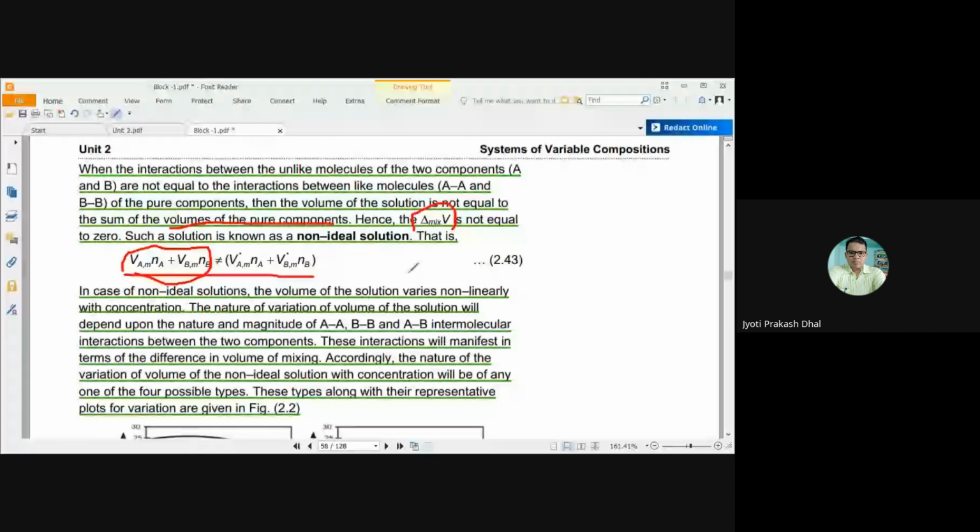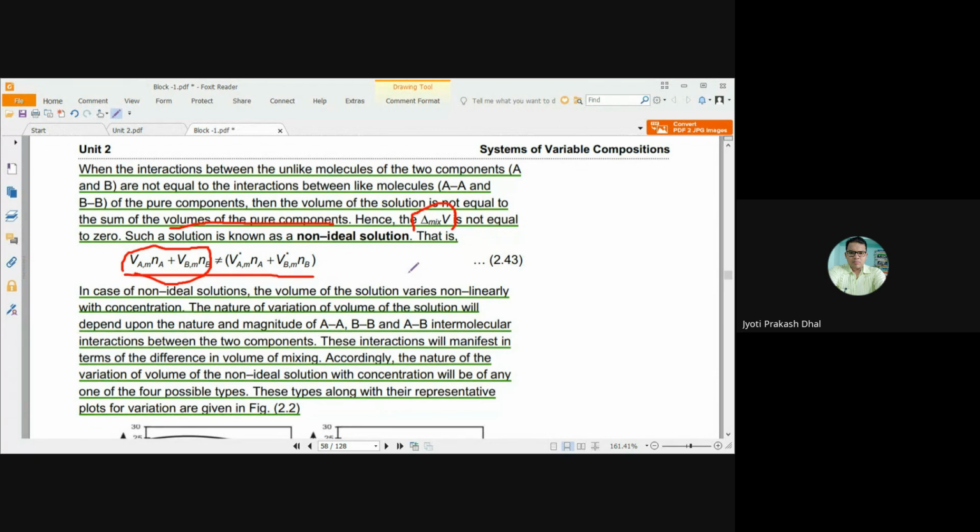That means individually, when A was there, the interaction is between A molecules, and for B individually, the interaction will be B and B. But when we mix, if the interaction between A and B is more, then in that case the volume decreases, because of the stronger interaction. That is one case. The second case is if the interaction between A and B is less than the interaction between pure A-A and pure B-B. In that case, when we mix A and B, the volume increases as the interaction between A and B decreases.